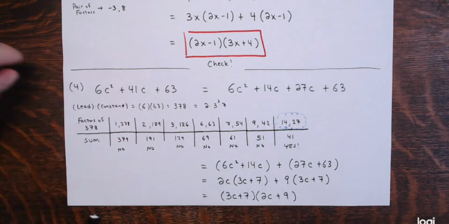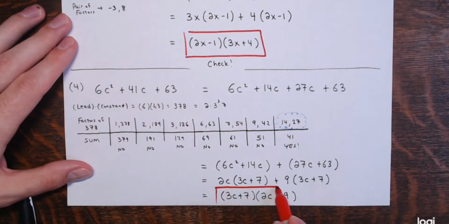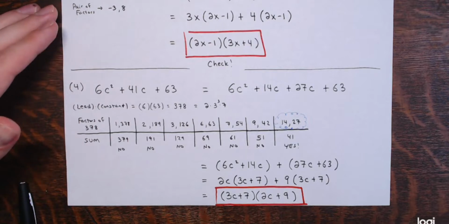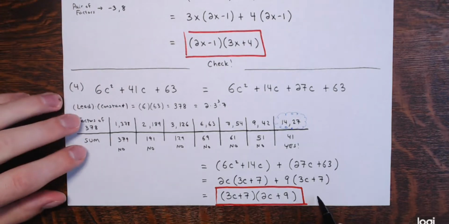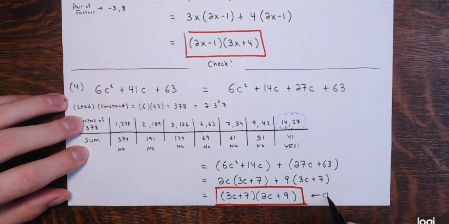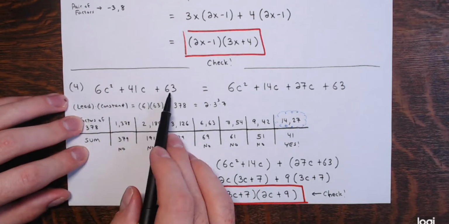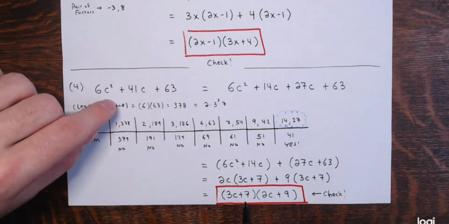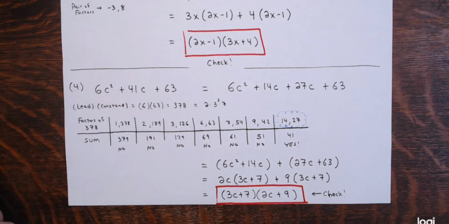And there you go. There's the original polynomial written as a product, right? Factored. 3c plus 7 times 2c plus 9, or 2c plus 9 times 3c plus 7, same thing. And please don't forget to check your results. Multiply these and see if you get the original expression back. Or make sure that these have the same value no matter what you plug in for c. Right, they better have the same value no matter what you plug in for c.